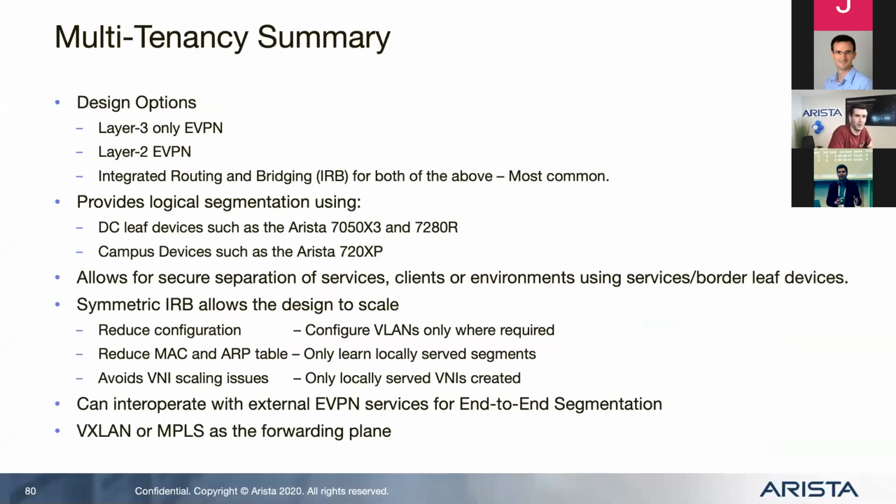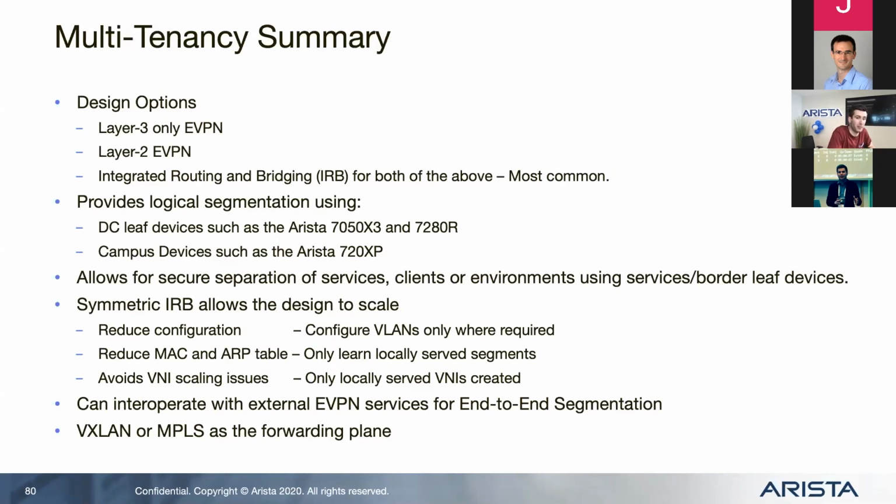So just to summarize, lots of design options. There's obviously the option of layer 3 only EVPN, layer 2 EVPN, and then combining the two, which is the most common, with integrated routing and bridging. Using this, there's the ability to logically segment your environment, your physical environment, and make best use of the assets. And just bear in mind that this can be done on pretty much every device, every platform that we have now.